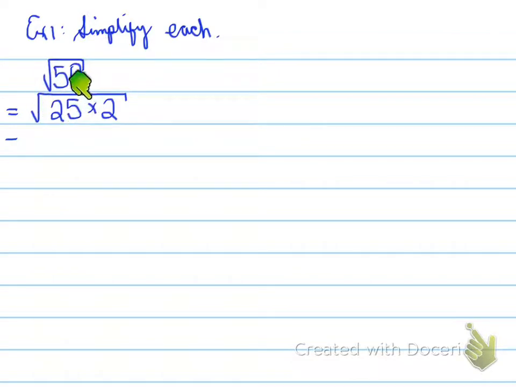Why do we want this? Well, what is the square root of 25? And the answer to that is 5, so we get 5 root 2. 5 root 2 is the mixed radical of the entire radical square root of 50. 5 root 2 is the simplified form of root 50.